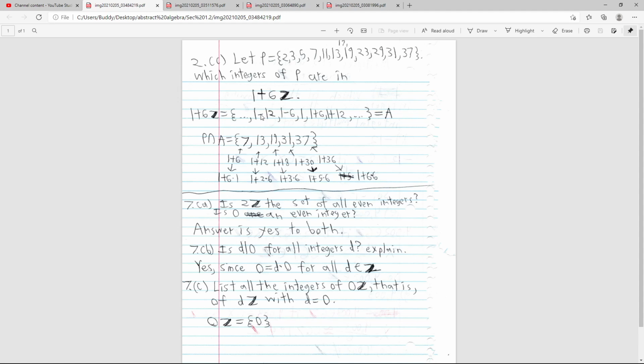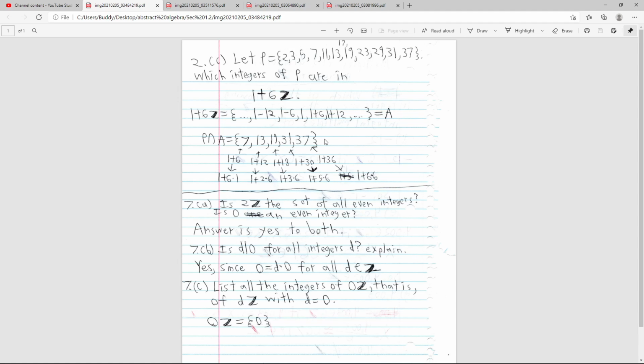But basically, 1 plus 6Z means 1 minus 12, 1 minus 6, 1, 1 plus 6, 1 plus 12, in both directions. It keeps on going. But yeah, let's say A is equal to that. And so P intersection A, I'm going to write it a little bit fancy, how I would maybe write it. So P intersects A is the set 7, 13, 19, 31, 37. So those are what's included. From what I could tell, that's all.